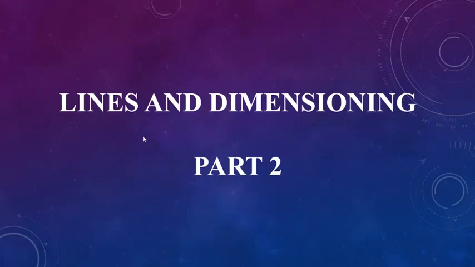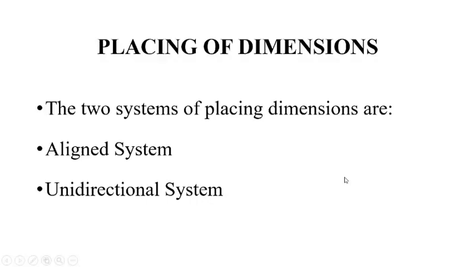Okay, let us start the second part of this lines and dimensioning. Now here the first part is your placing of dimensions. Dimension bilak ami kenekoi place kori. Now for this we have mainly two systems of placing dimensions. So number one is your aligned system and second is the unidirectional system.